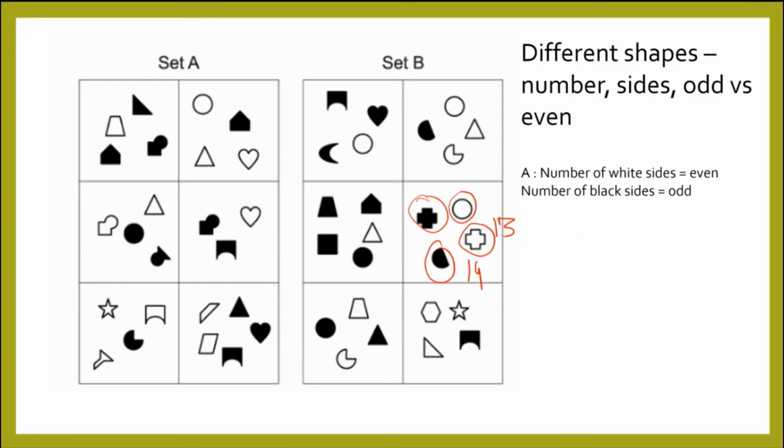So we do have a rule that for A, the number of white sides is even and the number of black sides is odd, and for B, the number of white sides is odd and the number of black sides is even.